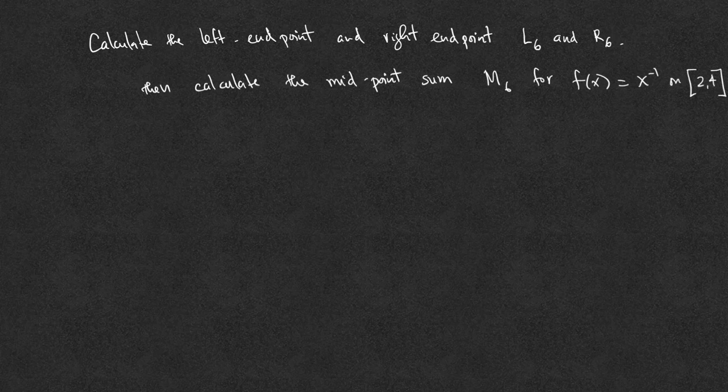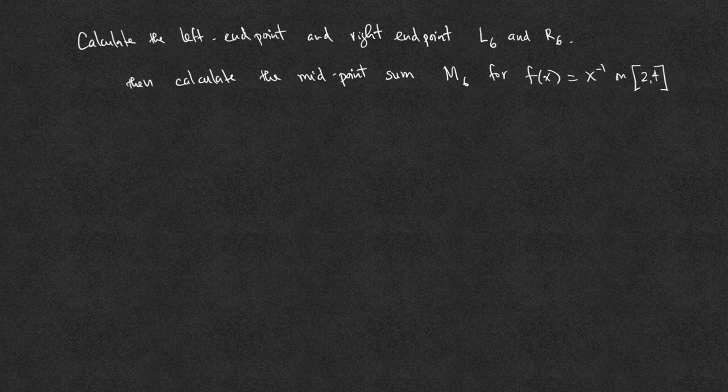Calculate the left endpoint and the right endpoint sums, L6 and R6. Then calculate the midpoint sum M6 for the function f of x equals x to the negative 1 power on the interval 2 to 4. We actually don't need the graph because we simply find the Riemann sum, not the area.